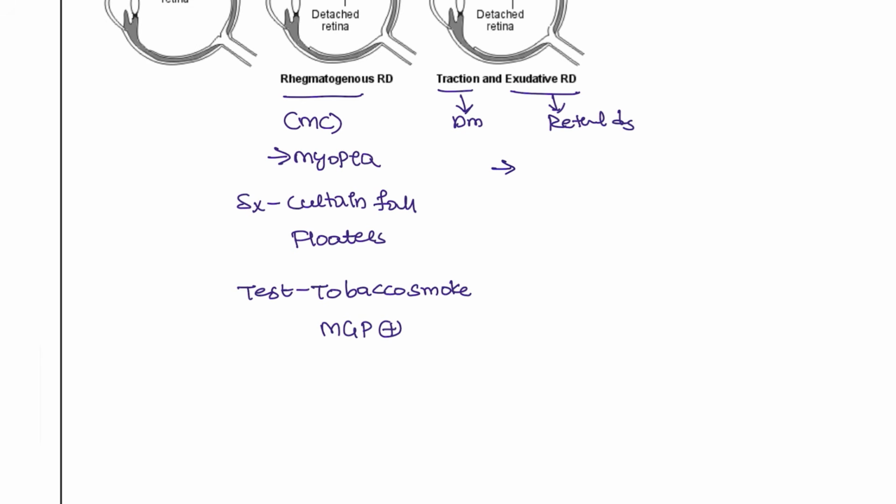And here also the symptoms will be curtain falls, sudden curtain falls, but on the test you are not going to see the tobacco appearances, rather there will be demarcated lines. And Marcus Gunn pupils is seen in the tractional and the exudative also. Okay, this is the retinal detachment.